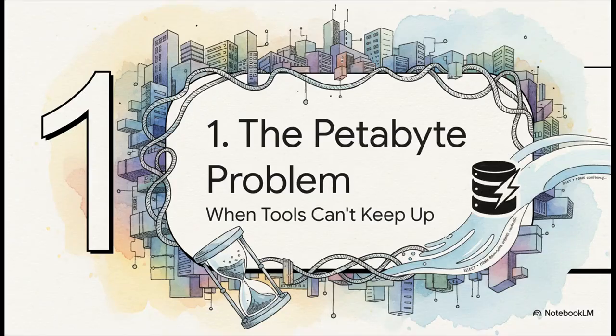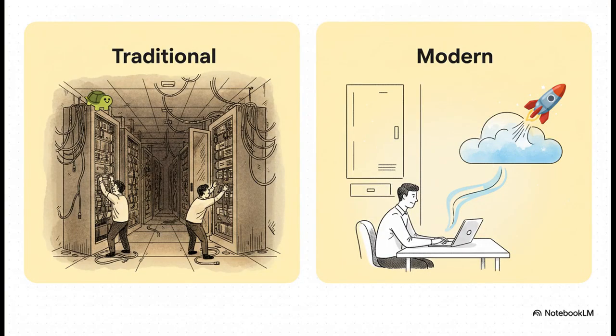Okay, so that brings us to our first big topic, the petabyte problem. And really, it's all about what happens when our traditional data tools just can't keep up. They hit a wall. So let's really break down the difference between the old way of doing things and what we desperately need today. So on one side, you've got the old world, the traditional data warehouses. Think slow, super complex, and you needed whole teams of people just to babysit the servers.